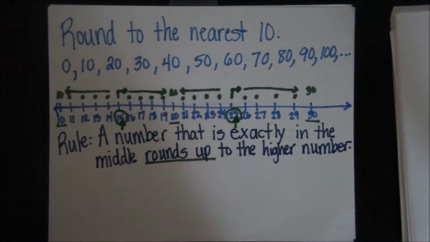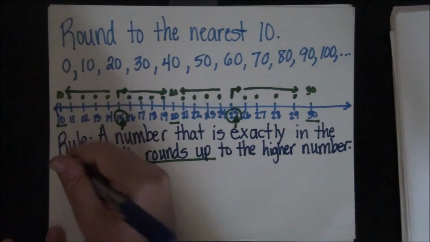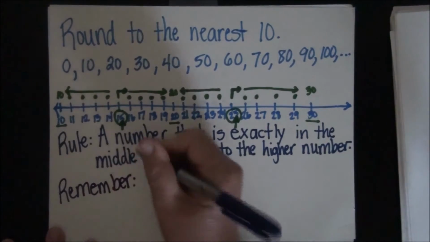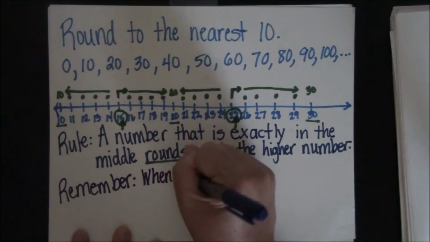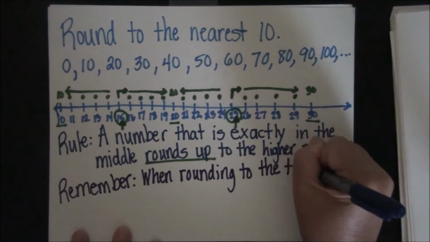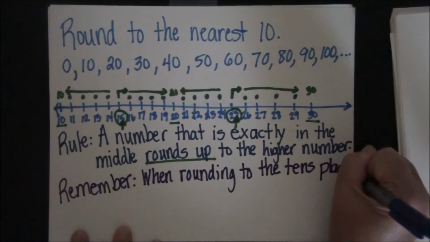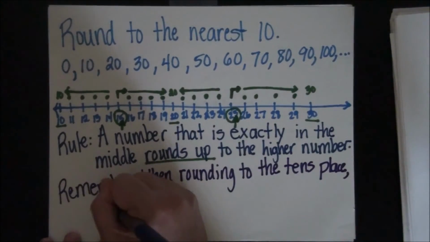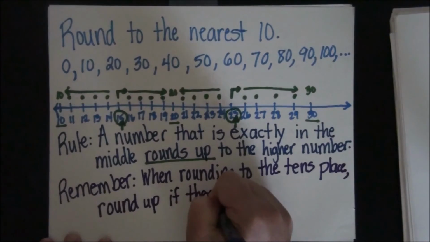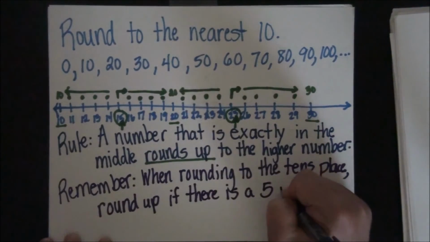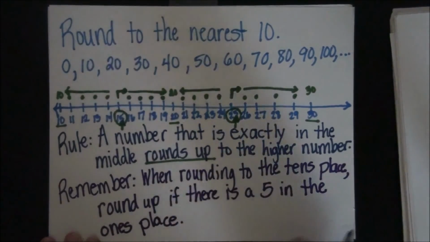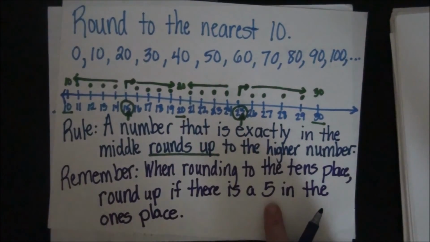Here's something to remember. When rounding to the tens place, round up, there's our round up again, if there is a 5 in the ones place. Doesn't matter where else you have a 5. If there's a 5 in the ones place, you are going to round up. Okay, that's really important to remember.